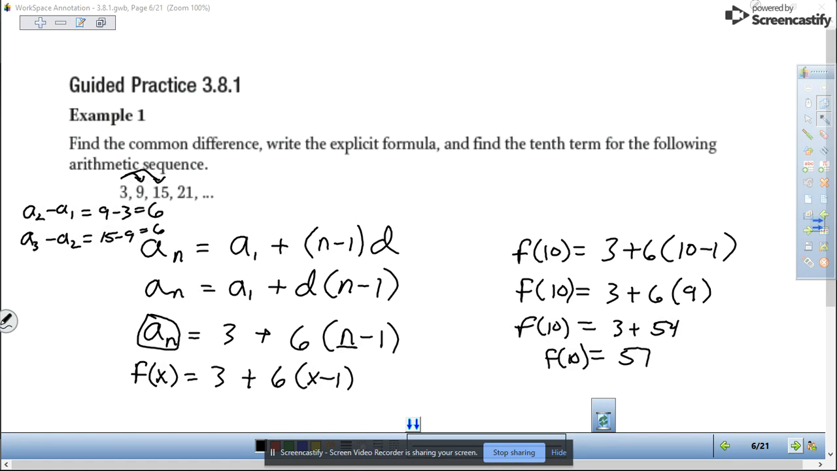All right? So I'll stop this video there. Then we'll do example 2 and 3 on the other one. Then we'll move to 3, 8, 2. All right?